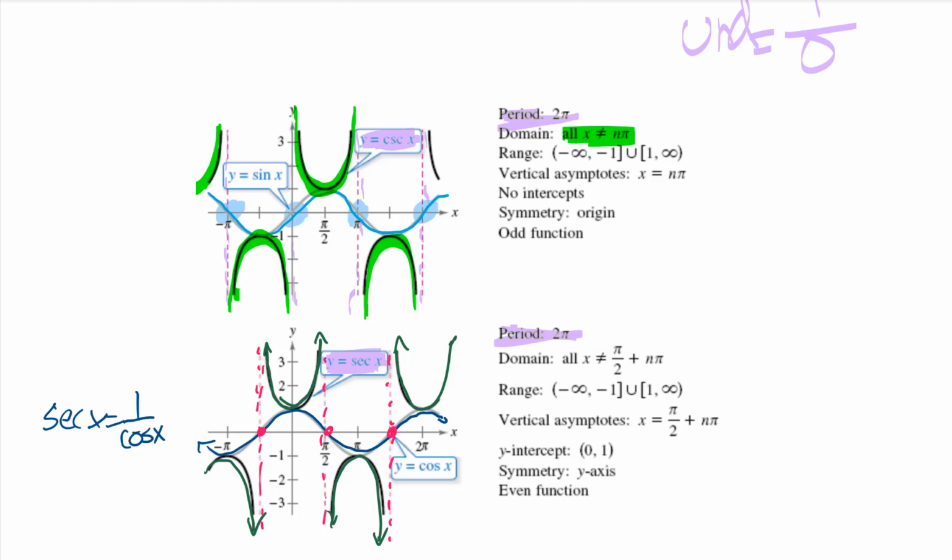It also doesn't have the same shape. It has vertical asymptotes here. But what cosecant and secant never have are x-intercepts. They never equal 0. Cosecant and secant never equal 0.